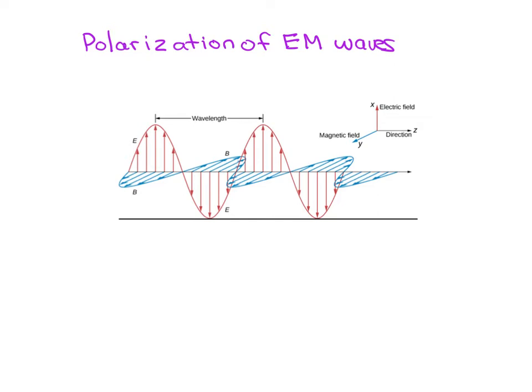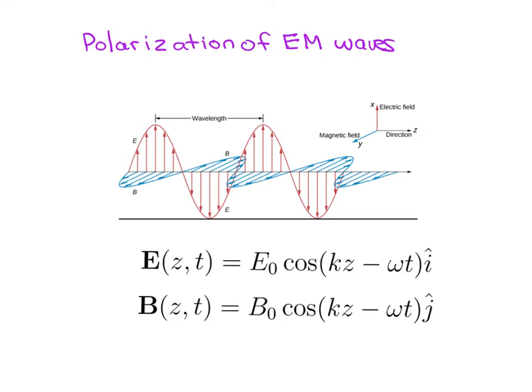So it's useful to concentrate on the electric field, and we're going to talk about the polarization of the wave as being related to the direction in which the electric field points. So we would describe the wave shown in this picture as a wave which is polarized in the x direction, linearly polarized in the x direction. And we can give a mathematical description of the electromagnetic wave using the two equations that are shown right here.